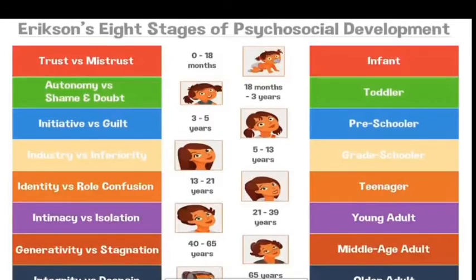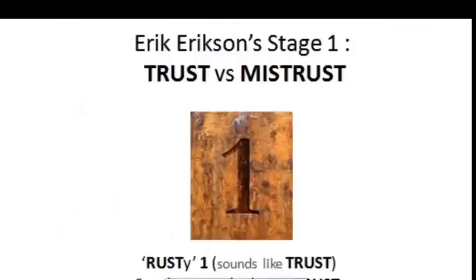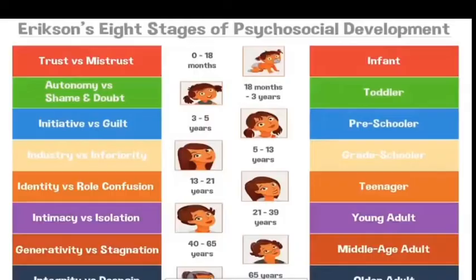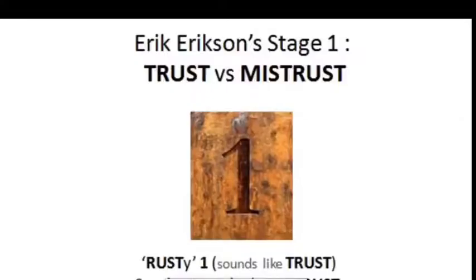Now, usually, the students would find it difficult to memorize these stages. So what I usually do is to go over the different mnemonics that we have here. For the first stage, you say trust versus mistrust. It sounds like rusty one. Rusty one. That means first stage, trust versus mistrust.